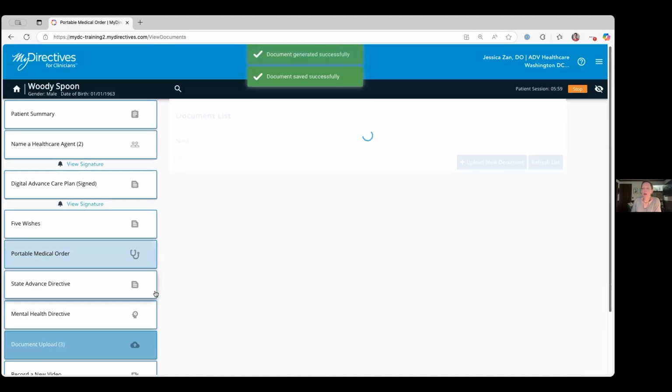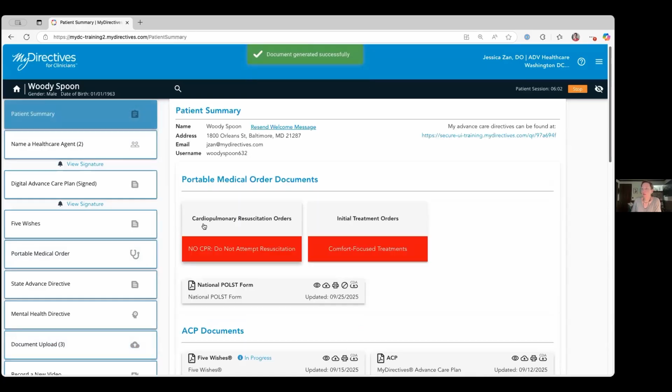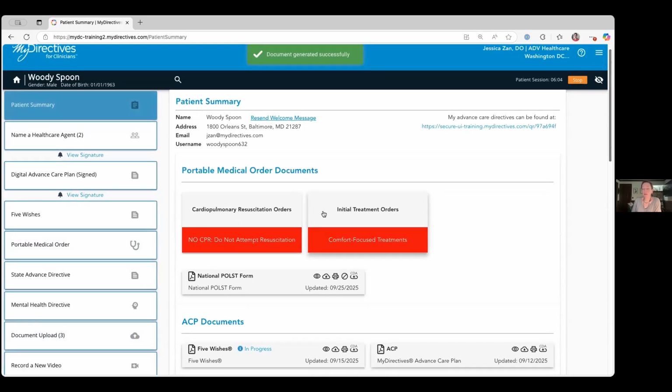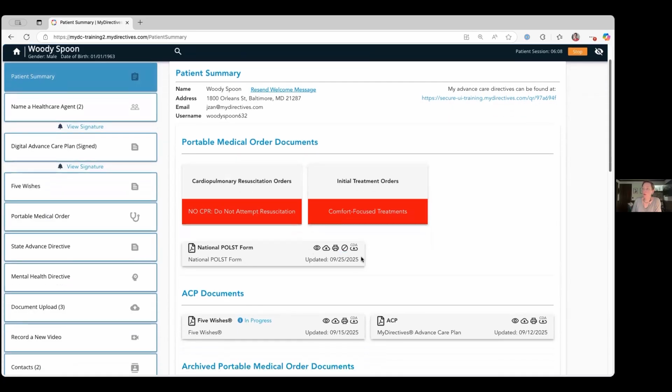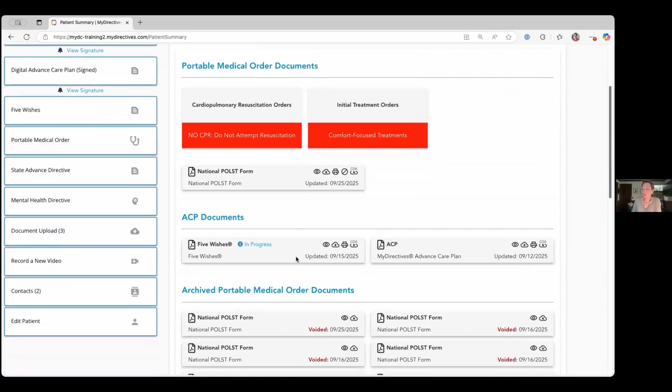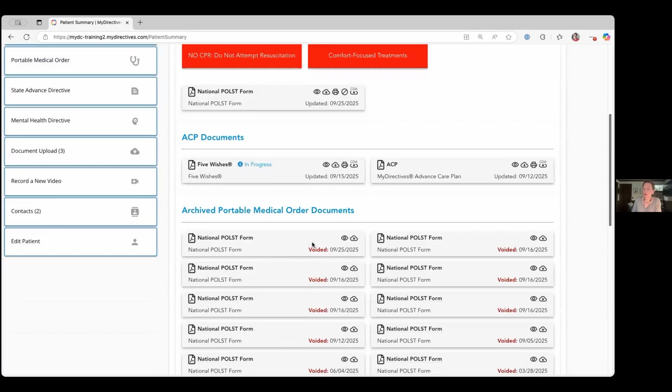When I go back to the patient summary page, we'll find that the tiles now look a little different because we've changed those treatment decisions. The POLST itself has the new date, and the previous POLST has been archived.